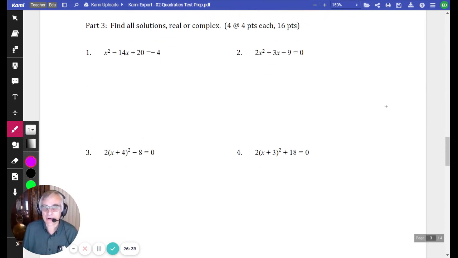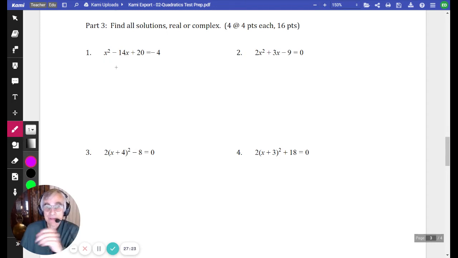Question 3, or part 3, getting a little more interesting. Find all solutions, real or complex. Now, you can use a variety of techniques on these. What you should do is think about factoring first. If factoring is easy, then factor. If it's already almost in vertex form, then solve it straight away. If it looks like a god-awful mess and you're not sure what to do with it, you could use the quadratic formula.